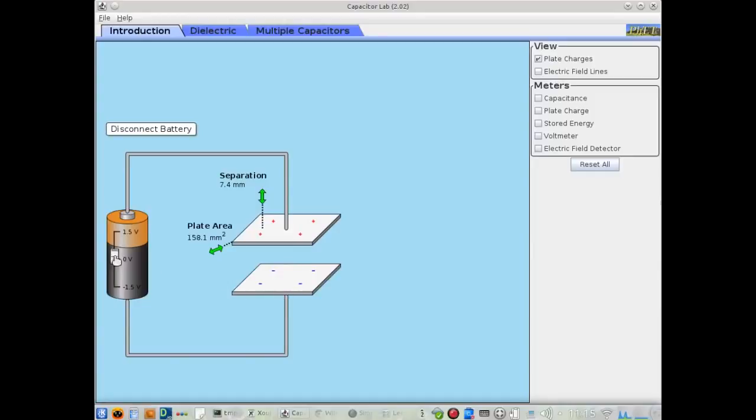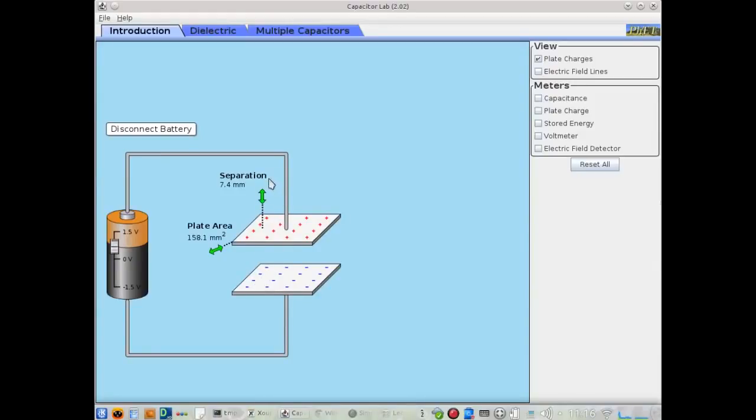And as we continue to crank up this potential difference in the battery, maybe taking it to about half full strength, we see that we can put more charge on the capacitor. Now, what's going on inside the capacitor? Well, you can see here we also have an electric field. Here we have an electric field that points from the top plate to the bottom plate, from the positive charged plate to the negative charged plate.